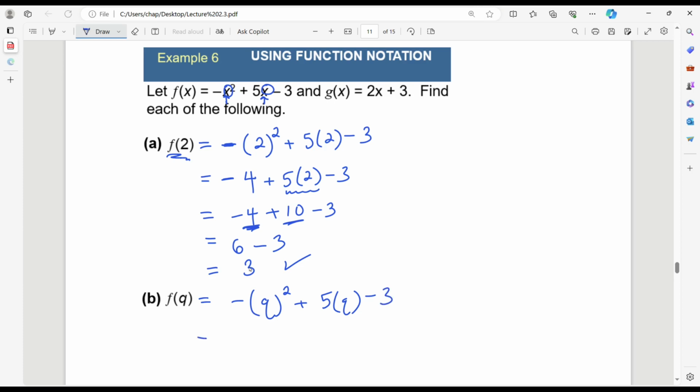Alright, negative q squared. Well, the q squared just gives us a q squared with the negative in the front. I can multiply 5 times q to get 5q and just drop down that negative 3. Since there's no like terms, this is it. We are done with this problem. Our answer is negative q squared plus 5q minus 3.